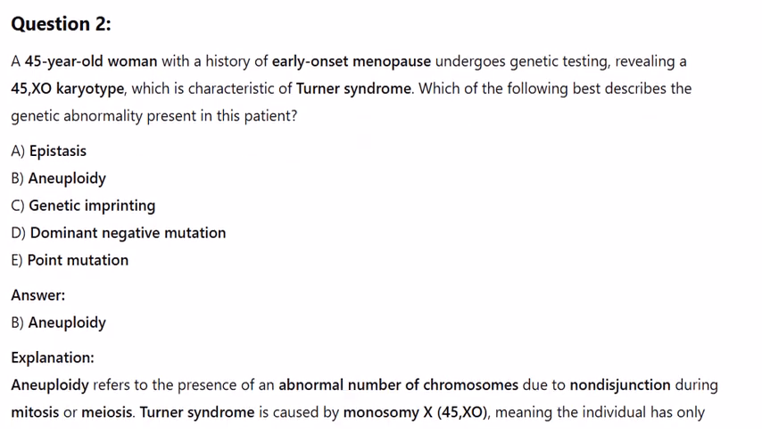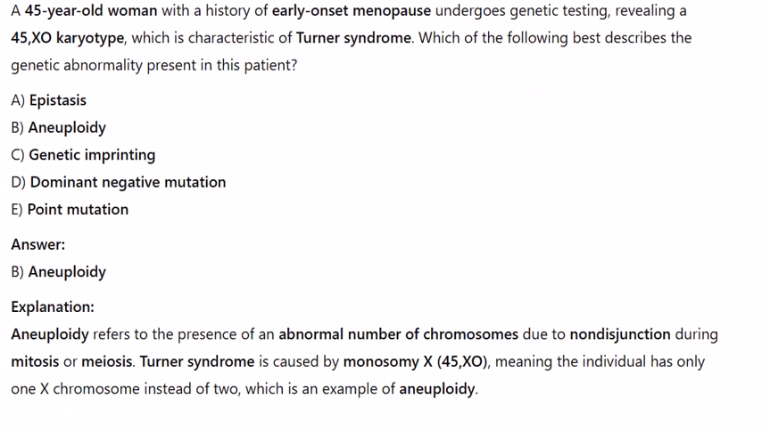Question 2. A 45-year-old woman with a history of early-onset menopause undergoes genetic testing, revealing a 45XO karyotype, which is characteristic of Turner syndrome. Which of the following best describes the genetic abnormality present in this patient?